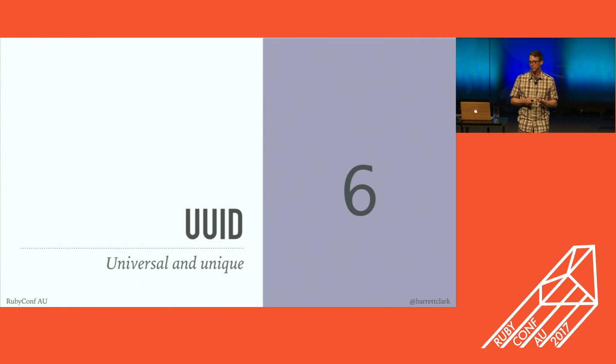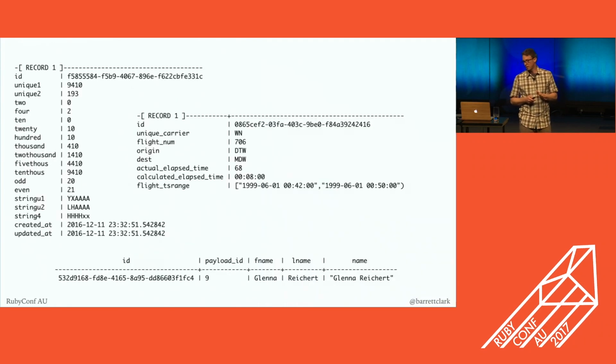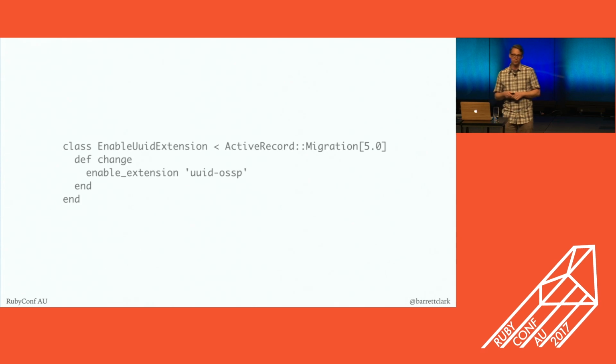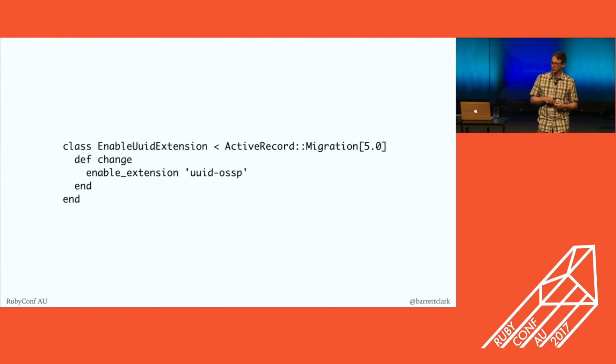So the final data type is UUID. I've shown you a handful of data examples. You may have noticed that ID field is a UUID. You can configure your Rails app to use UUID as a primary key. To do that, we first have to enable an extension that generates UUIDs. Postgres core cannot do that. There are a couple of extensions, but uuid-ossp is the preferred extension for that.